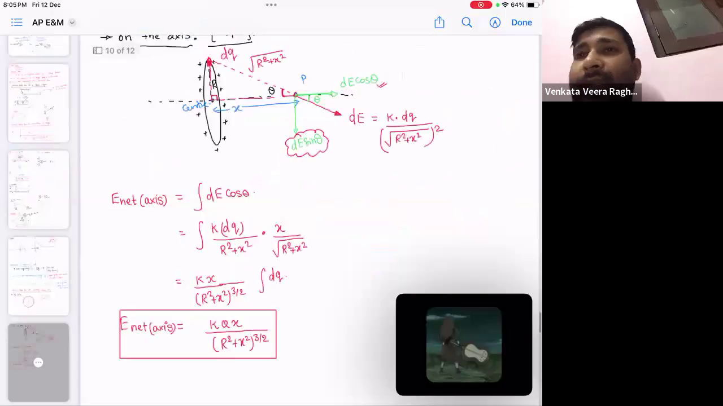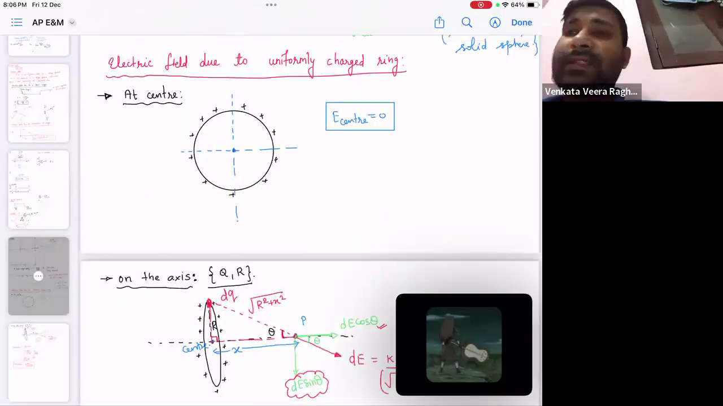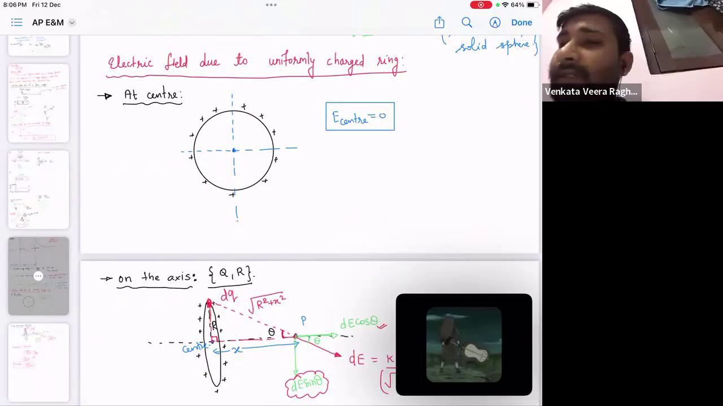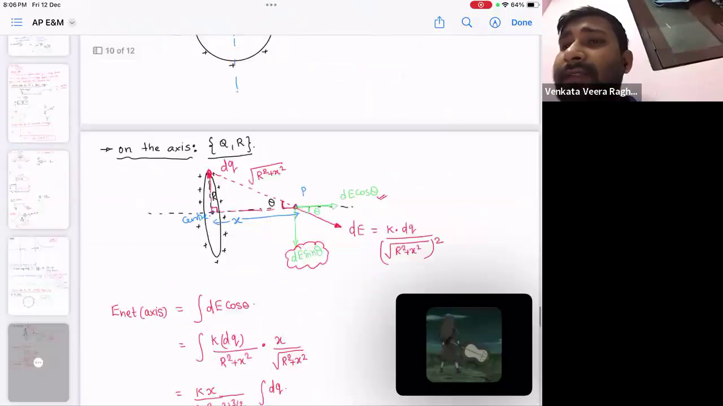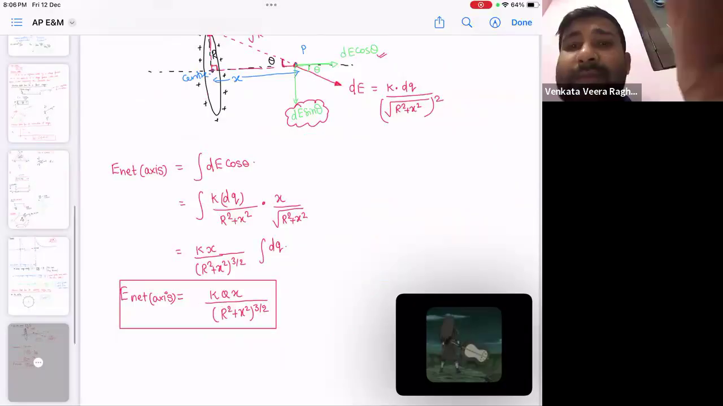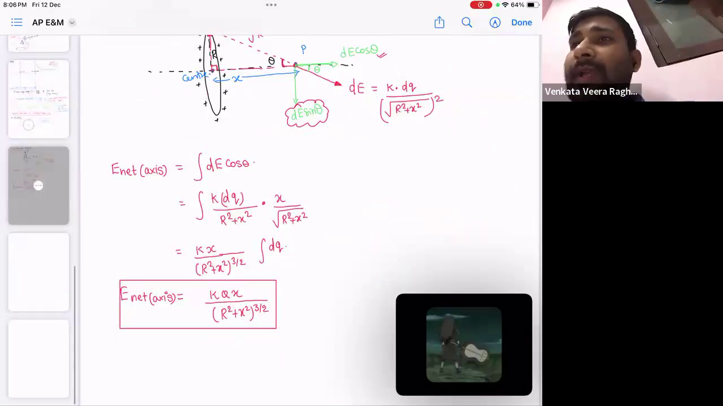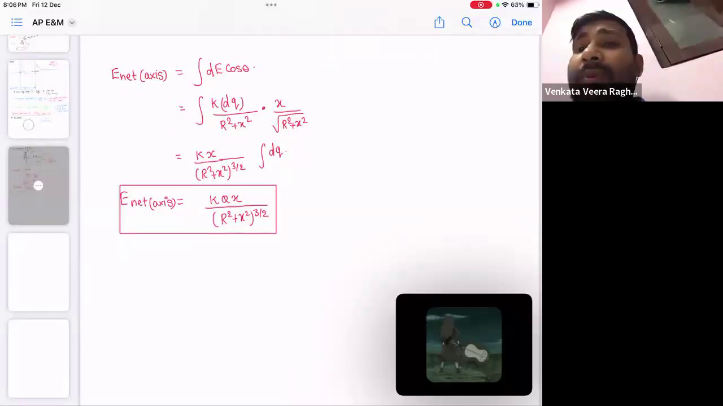So electric field, we calculated due to the ring, and the ring is having a distribution of charge. It's not a point charge. At the center the field is coming zero, and on the axis it was coming kqx by (r square plus x square) to the power 3 by 2. Now, on the axis, at what distance is the electric field going to be maximum?